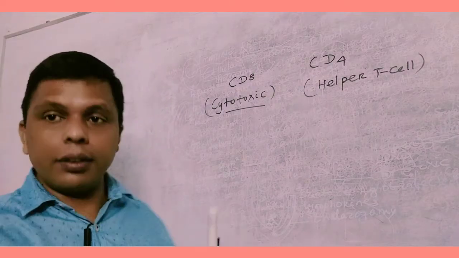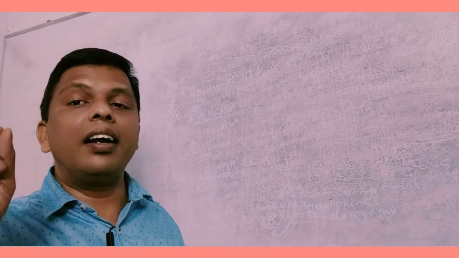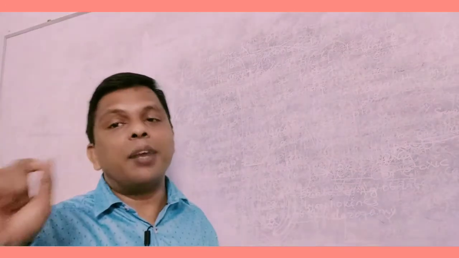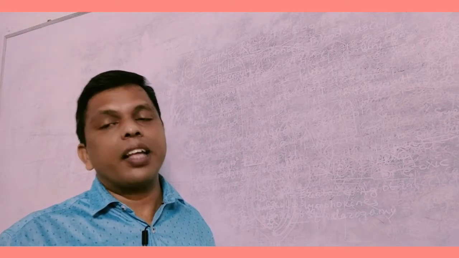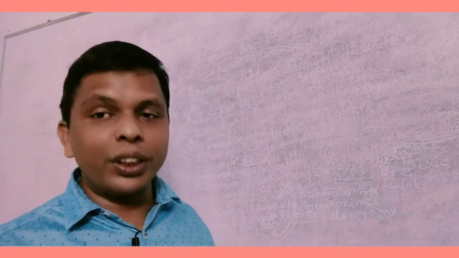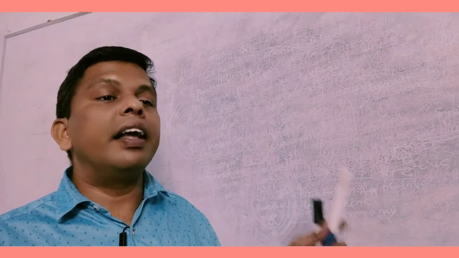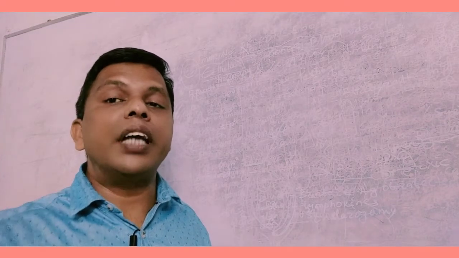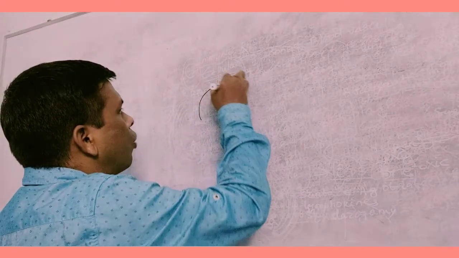So, as we know, the most important antigen presenting cell is the dendritic cell. These are called the brain of the immune system. Macrophages, dendritic cells, and B cells are very important antigen presenting cells. These have MHC2. So, suppose this is one of the macrophages.